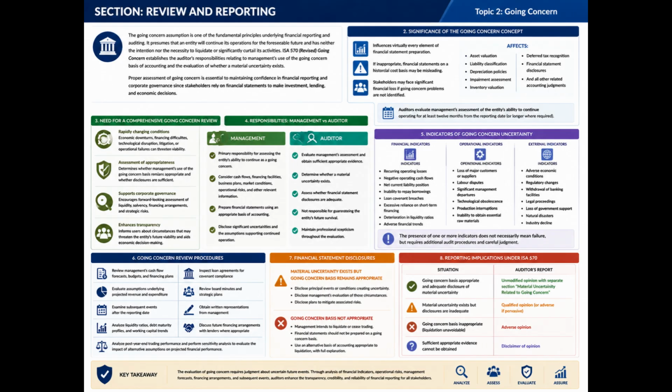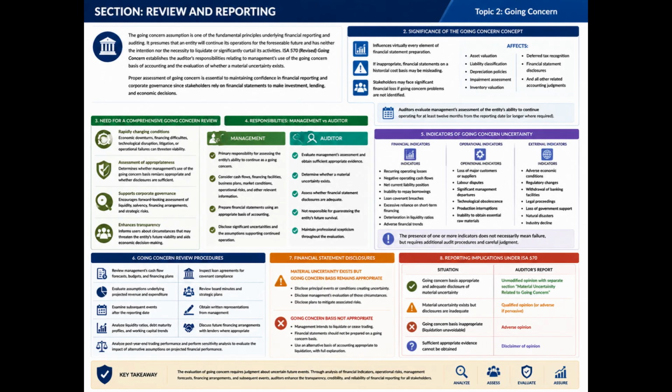Financial indicators include recurring operating losses, negative operating cash flows, net current liability positions, inability to repay borrowings when due, loan covenant breaches, excessive dependence on short-term financing, deterioration in liquidity ratios, and adverse financial trends. Operational indicators include loss of major customers or suppliers, labor disputes, significant management departures, technological obsolescence, production interruptions, or inability to obtain essential raw materials.